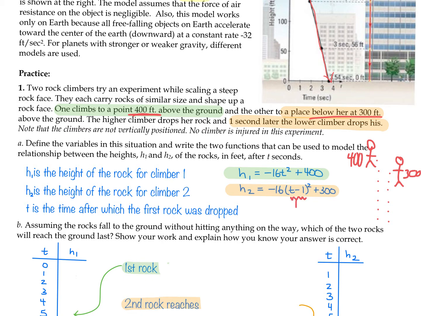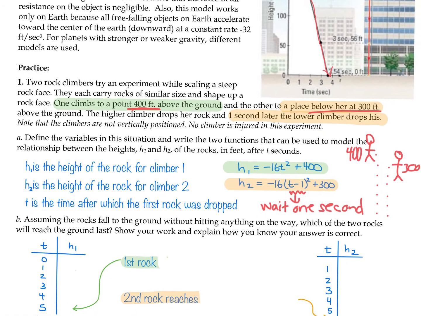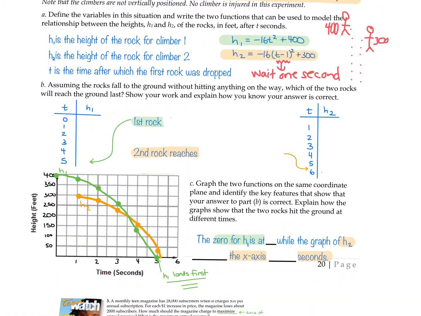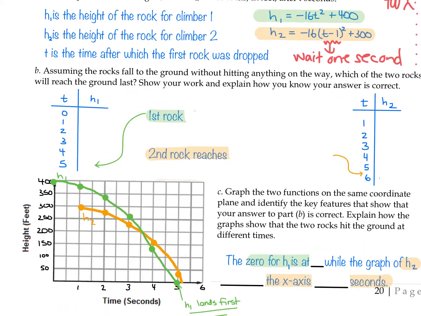It is waiting 1 second to drop their rock. And he started from a height of 300. So there's our equations, and then from there, part B: assuming the rocks fall to the ground without hitting anything on the way, which of the 2 rocks will reach the ground last? Show your work and explain how you know your answer is correct.